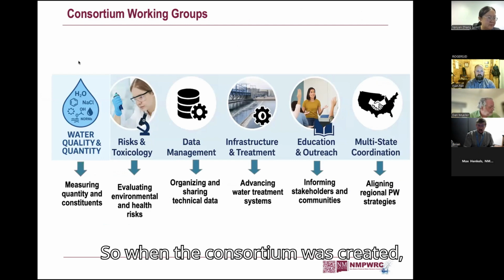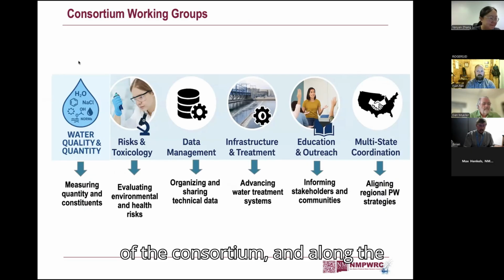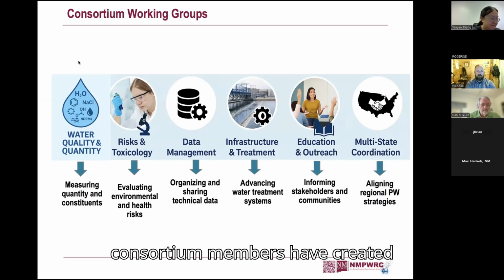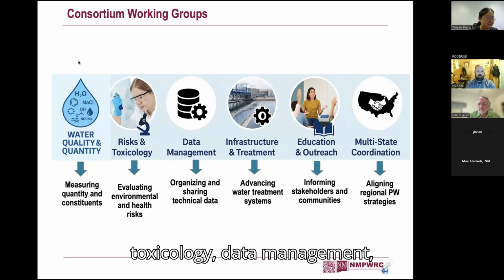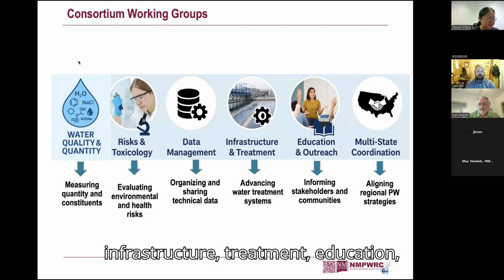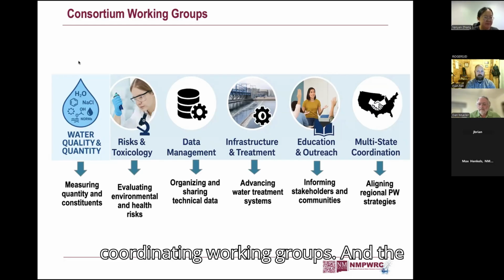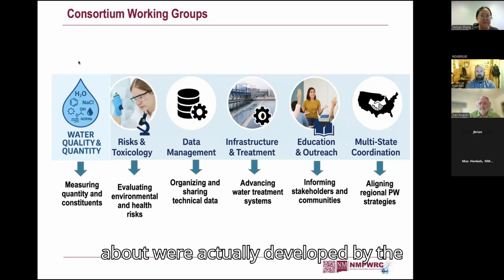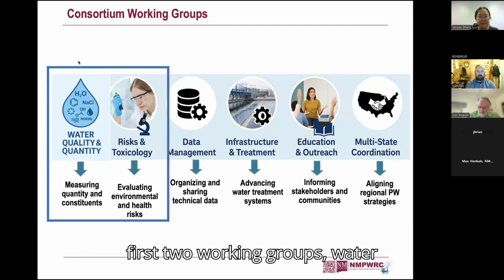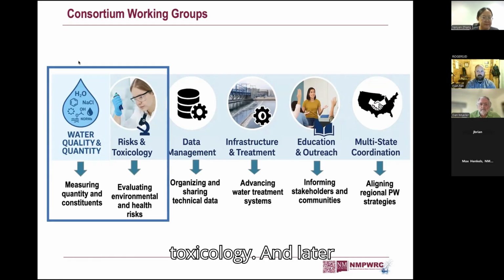So when the consortium was created, Mr. Mike Hightower, the former director of the consortium, and the consortium members created 6 working groups. It includes water quality and quantity, risk, toxicology, data management, infrastructure, treatment, education, outreach, and the multi-state coordinating working groups. And the NPDES Plus list we are talking about today was actually developed by the first 2 working groups, water quality, quantity, and risk and toxicology.